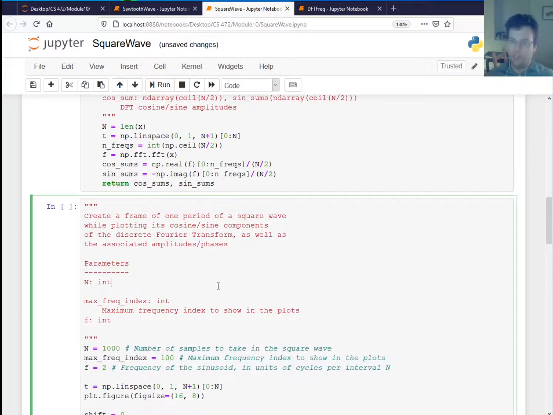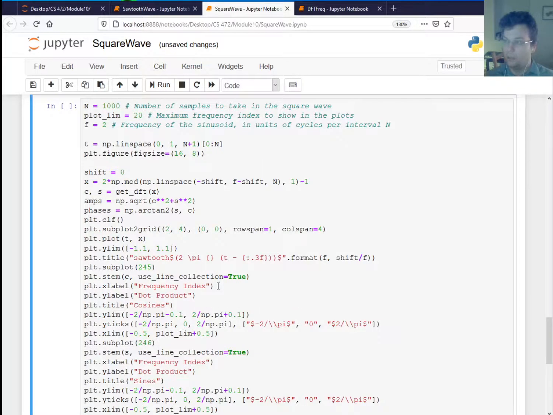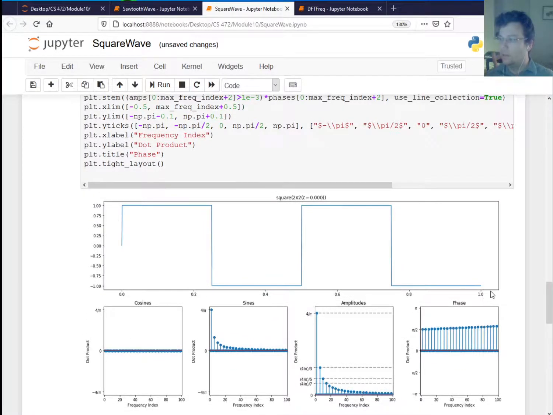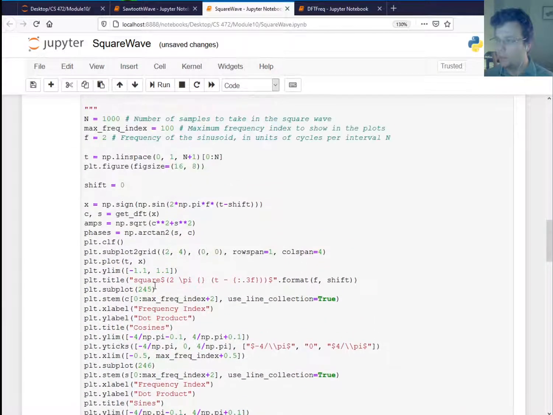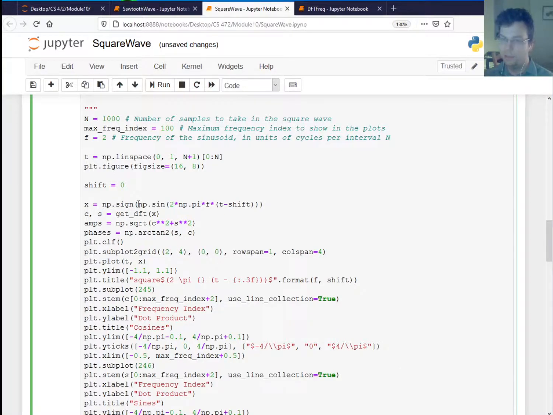Now I'm going to plot a square wave, and I'm going to plot its amplitude, its cosines, its sines, and its phase. Okay, so here is a square wave that goes through 2 periods over an interval of 1. I write it as the sign function, where anything positive becomes a 1 and anything negative becomes a negative 1. This time I'm using the sine of 2 pi f t minus shift. Well, the shift is 0.